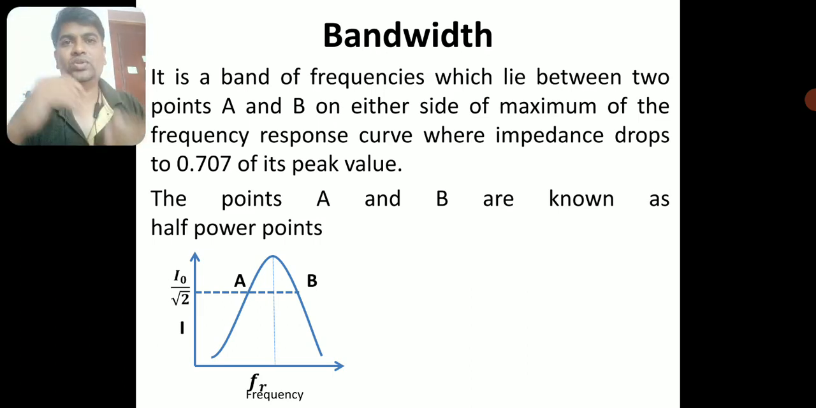Sharpness will be low. So sharpness is ultimately decided by the quality factor. If sharpness is low, quality factor is low. If sharpness is high, quality factor is high. And again, that quality factor is decided by the value of the resistance in the circuit. If resistance is low, sharpness is more, quality factor is more. If the resistance is high, sharpness is less and quality factor is also less. So everything is interlinked. Bandwidth, quality factor and the resistance of the circuit are all interlinked, and finally they all decide the sharpness of the curve.